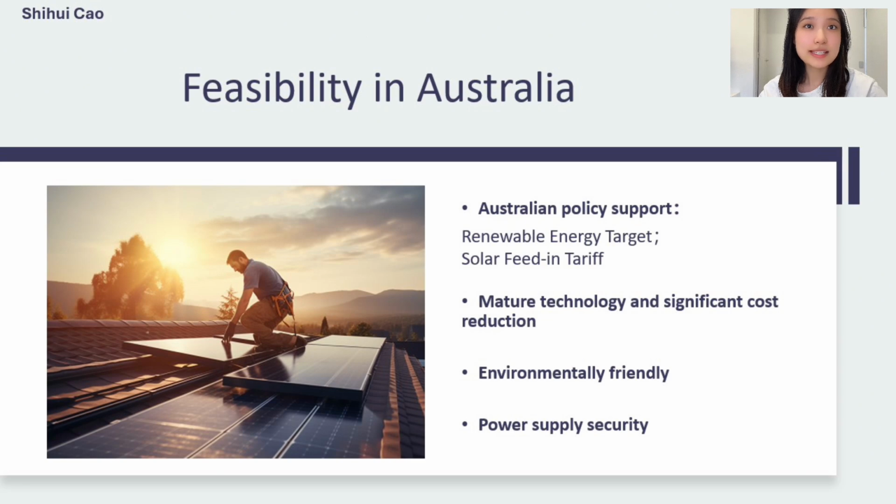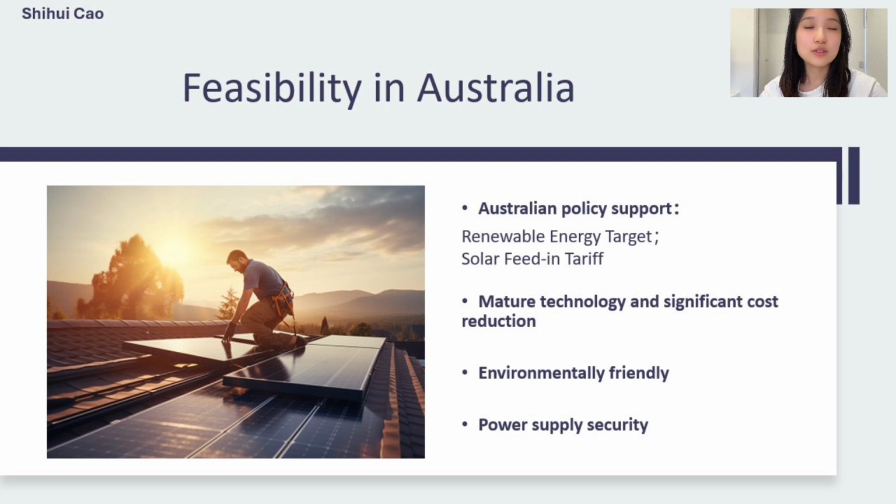Hi, this is Shihui. I will talk about the first part, feasibility in Australia. In Australia, there is some policy support, like the renewable energy target and solar feed-in tariff. This allows households and businesses that install solar energy systems to sell excess solar power back to the grid and receive corresponding buyback compensation. In addition, solar energy technology is gradually maturing, and the cost is also decreasing accordingly.